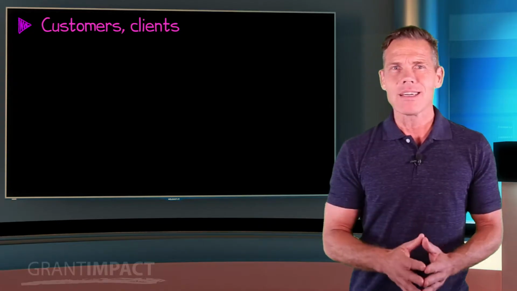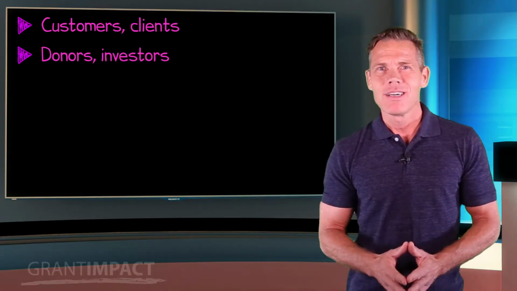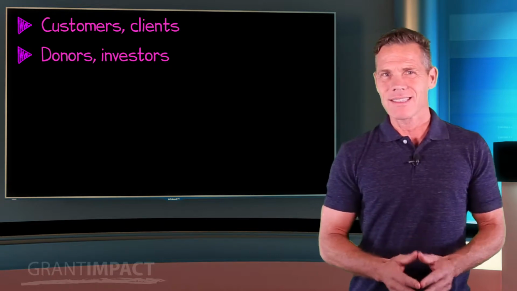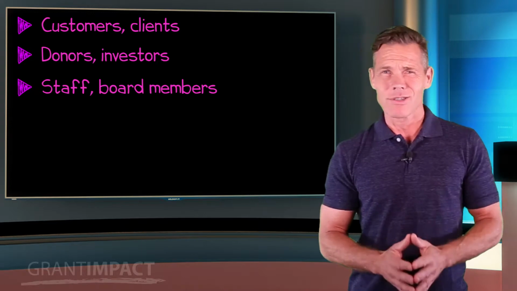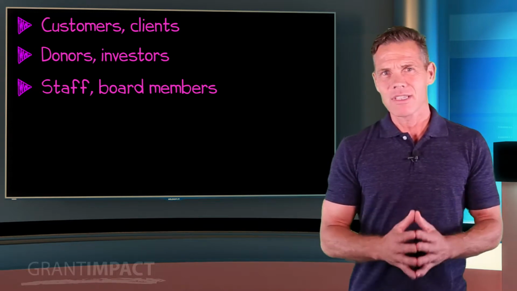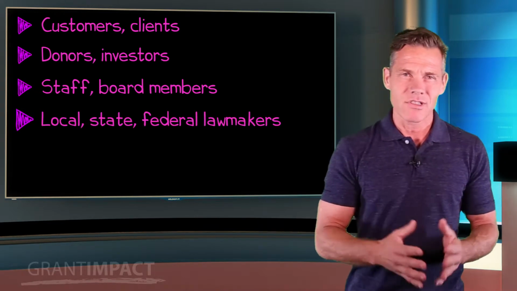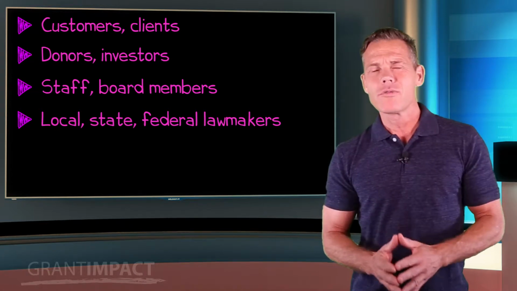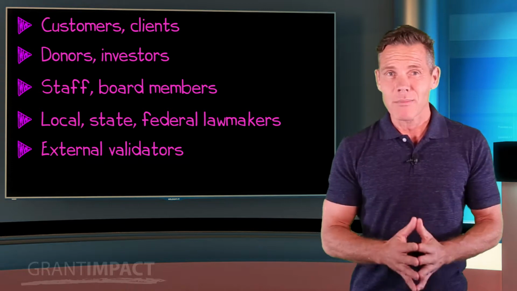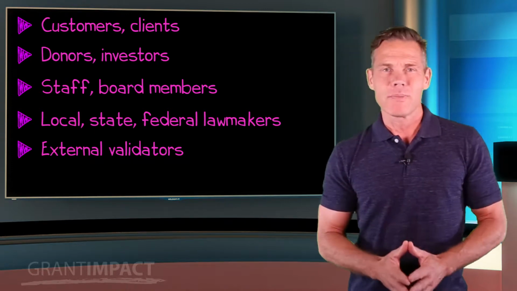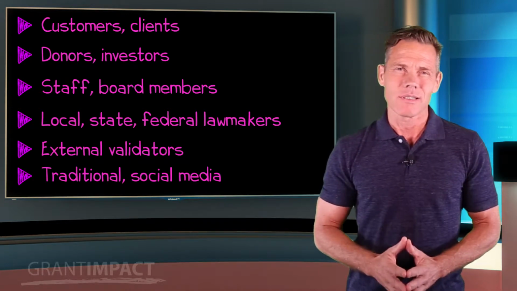Step 4. Identify your stakeholders. Who will be your most important audiences in a crisis? Often this will involve your customers and clients, or your donors and investors. It should also include internal audiences like staff and board members. It's a common mistake during crises to neglect internal audiences. Other stakeholders in a crisis might include local, state, and federal lawmakers. Another important group is external validators, meaning people who are willing to vouch for you in public. Traditional and social media, of course, are also important audiences.